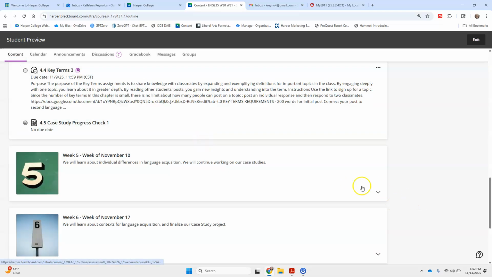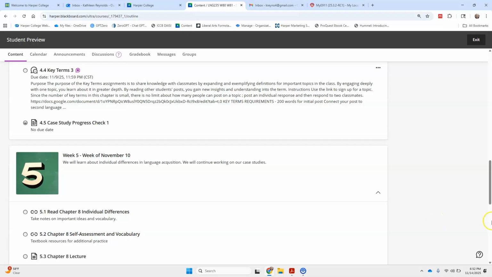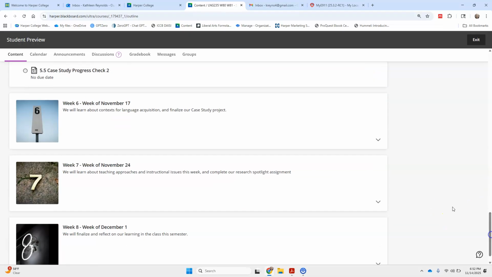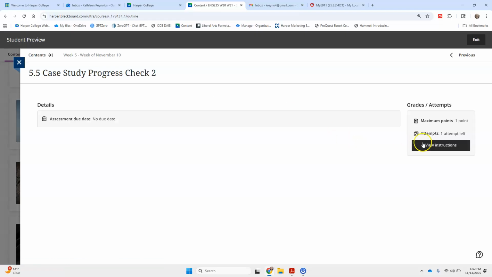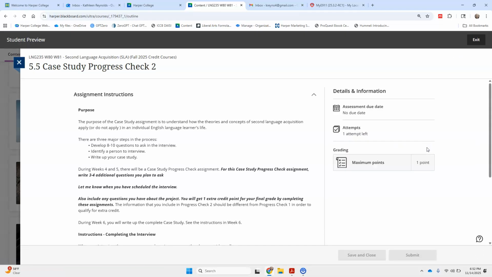Okay, so just looking to see about any differences with the week 5 case study progress check. By doing those progress checks, and you could still do the one for week 5 if you are seeing this before that deadline, you are getting 1 extra credit point on your overall grade for the course. So that's up to 2 extra credit points for the grade in the course.